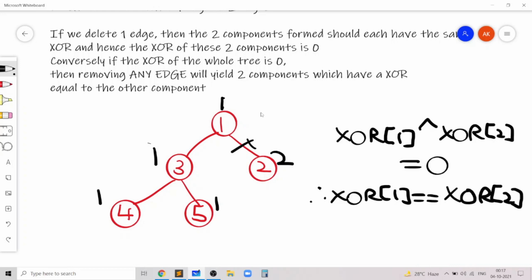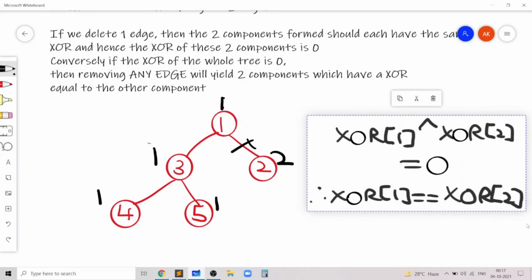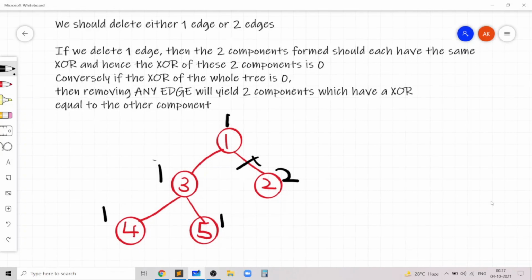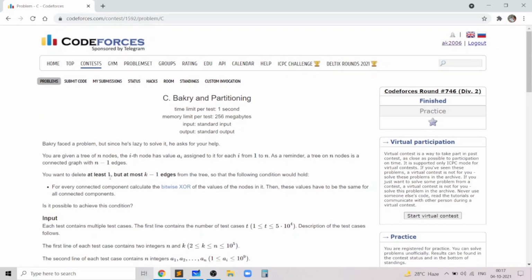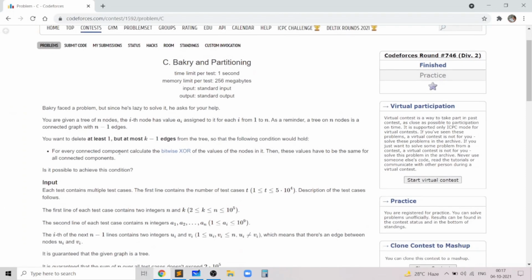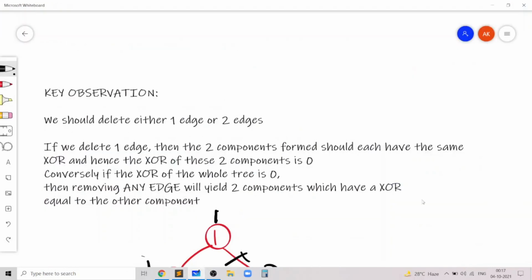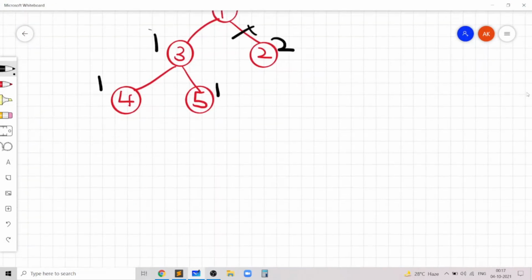So this means that we can always remove any edge from the tree if the XOR of all the nodes in the tree is 0. And in this way, we always satisfy the condition that by removing one edge from the tree, the bitwise XOR of the two connected components formed is equal to each other. So that's the first idea.